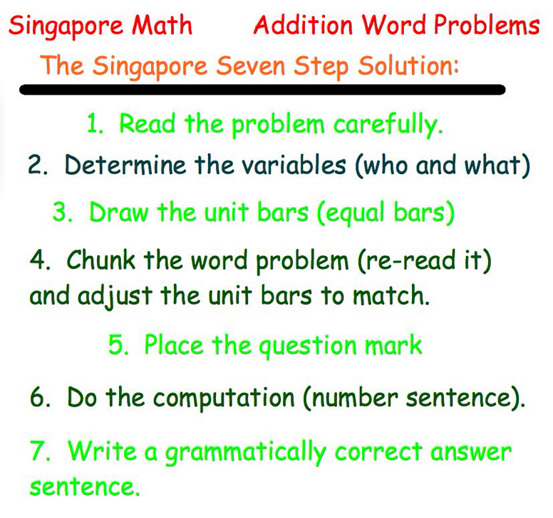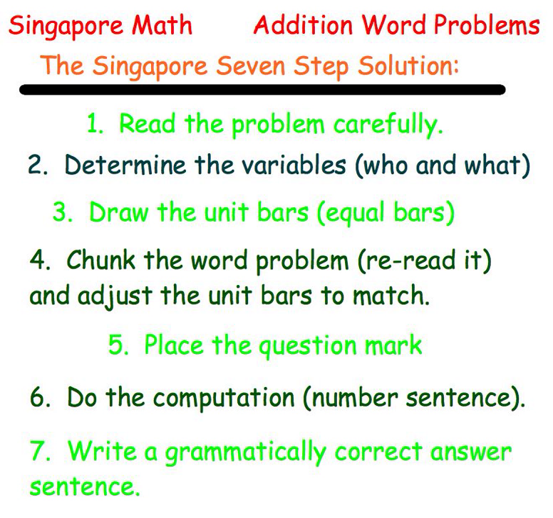Next, you're going to determine the variables, or the who and the what. Then you're going to draw the unit bars. They're always going to be equal at first. You're going to chunk the word problem by rereading it and adjusting the unit bars to match the information. Next, we'll place the question mark to show what we're looking for. We'll do the computation, or create a number sentence, and write a grammatically correct answer sentence at the end.